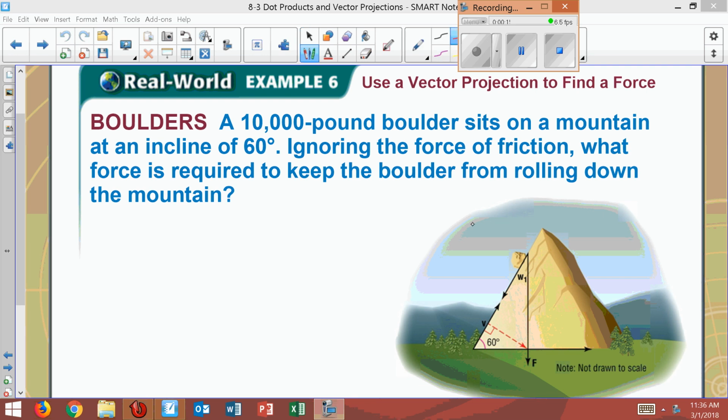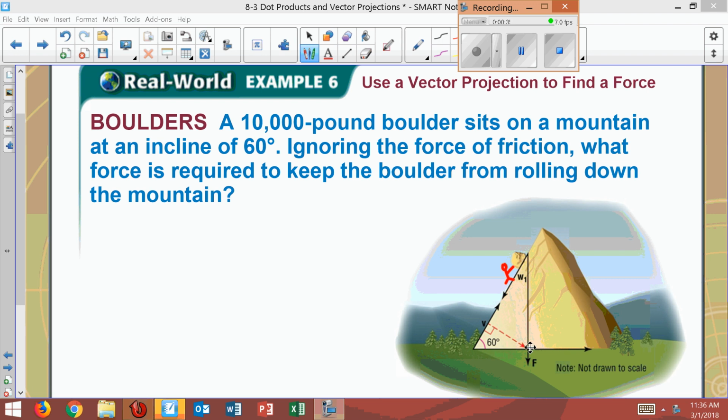So basically, if you look at the picture, here's what we're trying to establish. If a person were to be here on the mountain and they wanted to hold up this boulder, how much force would they have to exert to keep it from rolling on them? Now, a lot of people would just guess, oh, it's 10,000 pounds. You'd have to have 10,000 pounds of force. Well, that's not exactly right.